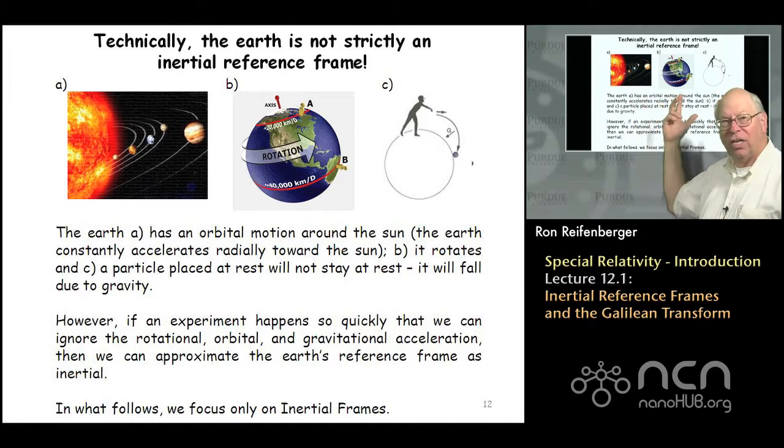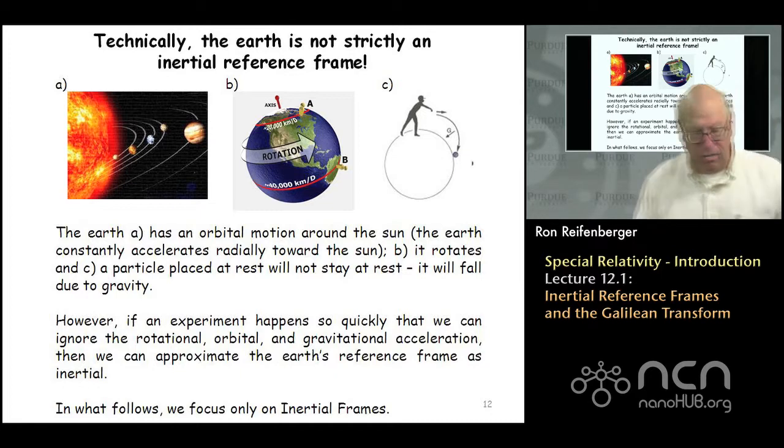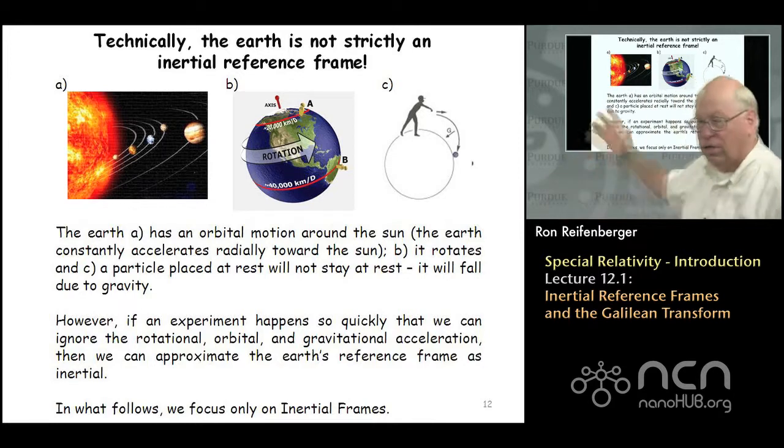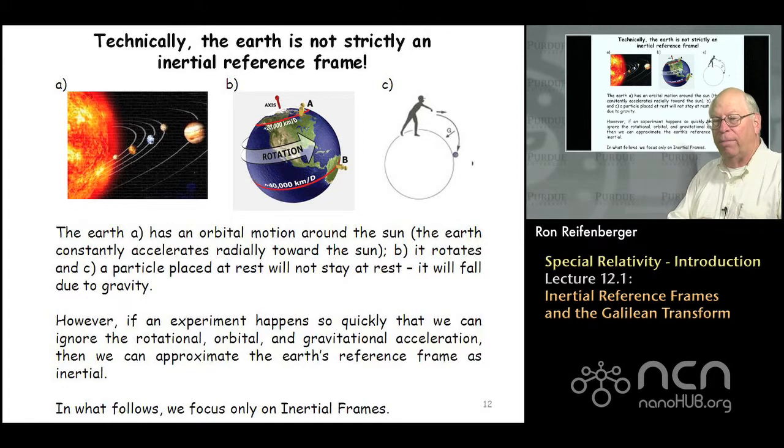Fortunately, if the time scale for an experiment on the surface of the Earth is small compared to, let's say, the rotational motion of the Earth, then you can just approximate the forces acting on the object due to gravity alone, right? And then you can revert back to Newton's laws of motion. So the key point is these non-inertial reference frames, which includes the Earth, can very closely approximate an inertial reference frame as long as you do an experiment quickly enough that the motion of these objects is not important.